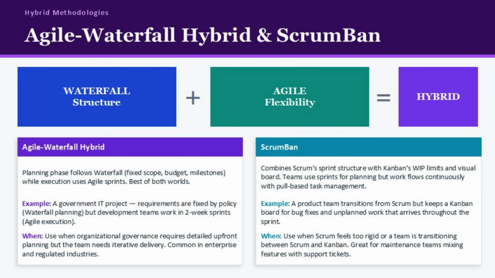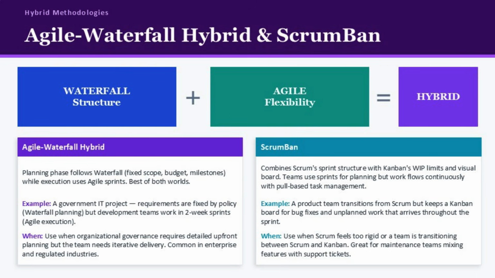In the real world, few organizations operate in a pure methodology. That's where hybrid approaches come in. The Agile-Waterfall hybrid is exactly what it sounds like. The planning phase follows Waterfall. You define a fixed scope, budget, and major milestones up front. But the execution phase uses Agile sprints. You get the structure and governance that senior management and regulators want, combined with the adaptability that development teams need.